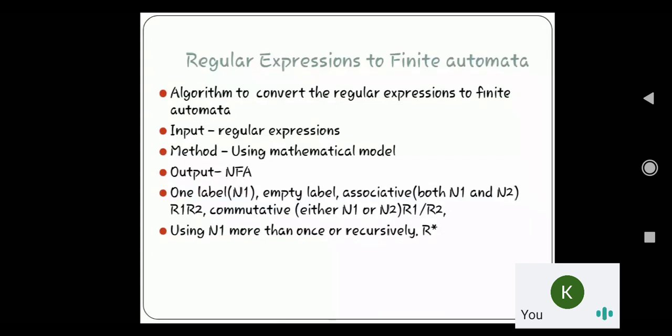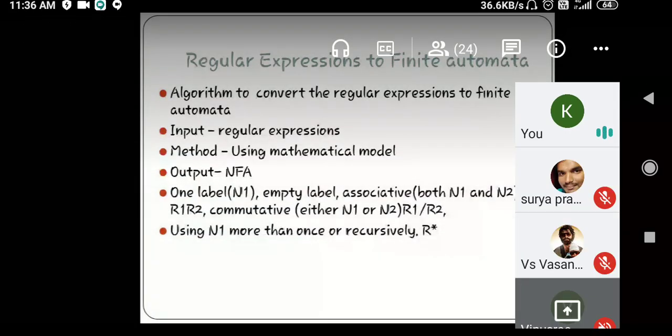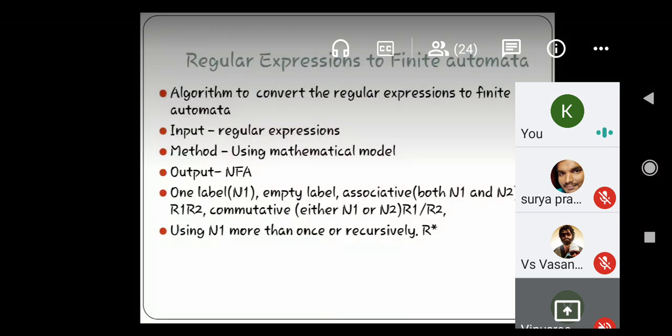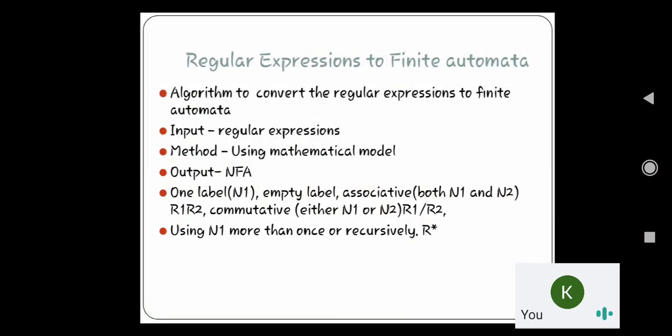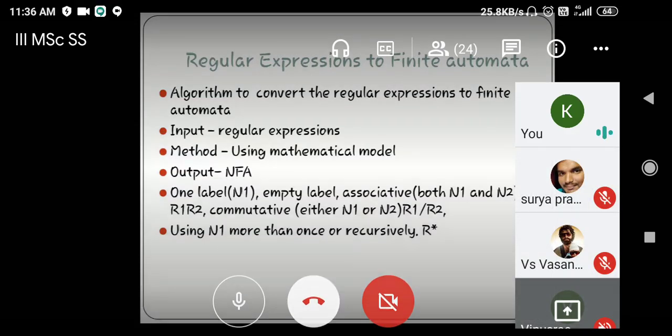In NFA1 you have an initial state, and in NFA1 you have a final state. In NFA2 you have an initial state, and in NFA2 you have a final state, because for each and every NFA you will have an initial state and a final state. So totally how many initial states and final states do we have here? We have two NFAs, and each NFA has an initial state and a final state. Together, how many initial and final states do we have?